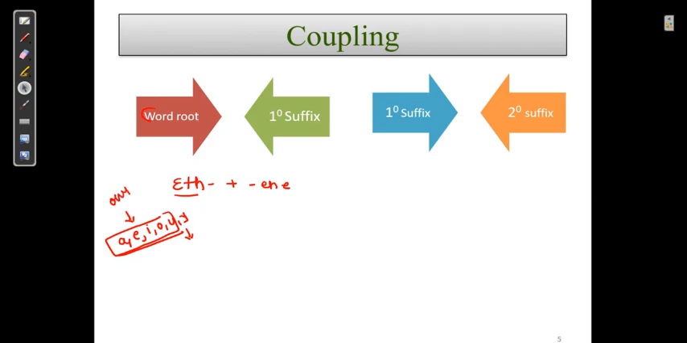When you join it, I will show you here. If you see here, this is H, this is E. We have no problem. E is here. So simply you can write ethene. Suppose ethene.